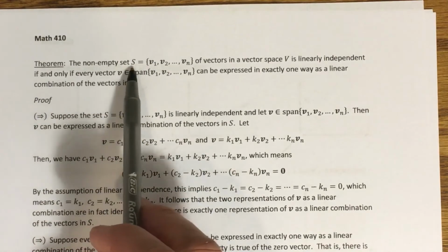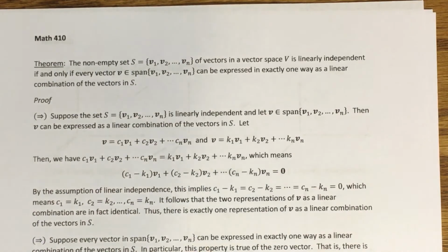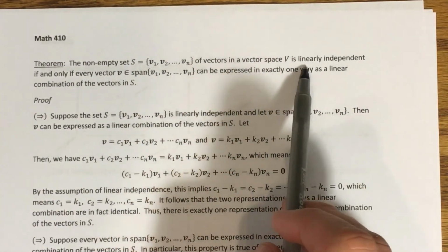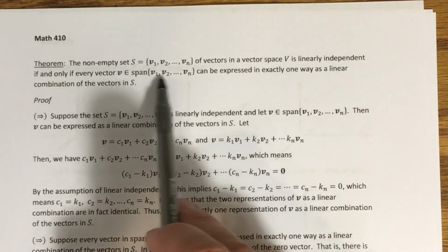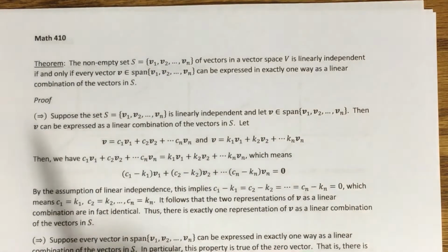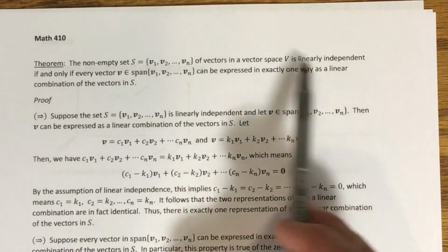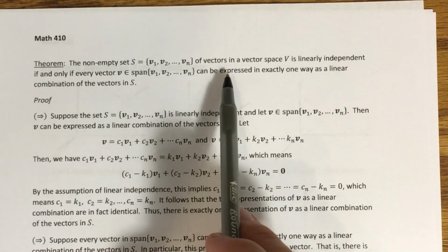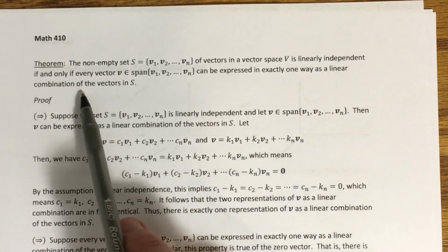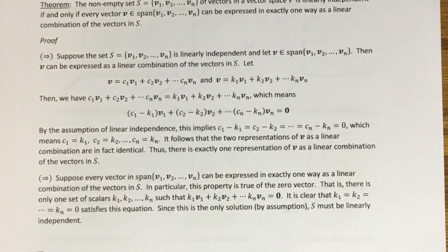Let's suppose we have some non-empty set S, and it contains these vectors from a vector space V, V1 through Vn. Then this set of vectors is linearly independent if and only if every vector in the span of those, and remember the span of any set of vectors is a subspace of V, can be represented in exactly one way as a linear combination of these vectors, these V's here. It's an if and only if theorem, so I have to prove both directions.